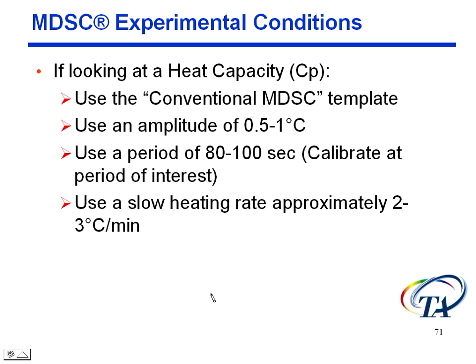Now, heat capacity. If I'm going to measure heat capacity with modulated DSC, I would use the conventional MDSC template. I would use amplitudes of somewhere between 0.5 and 1 degrees. And then I'd use a period of 80 to 100 seconds. And just as a note, remember, you want to calibrate at the period of interest. So if you're going to be using a 100-second period and measuring heat capacity to get the best quantitative data, you should have calibrated at a 100-second period. And then I would use a slow heating rate, maybe 2 to 3 degrees a minute.